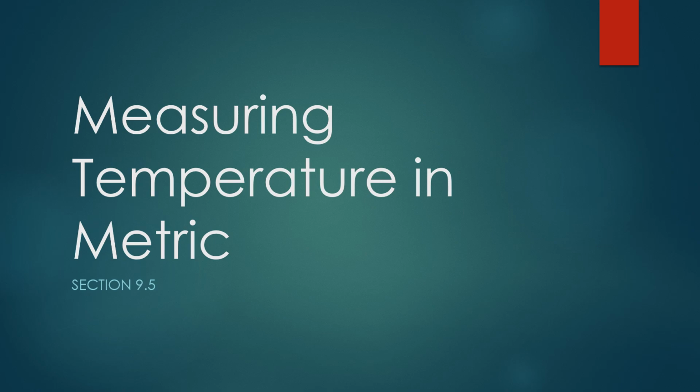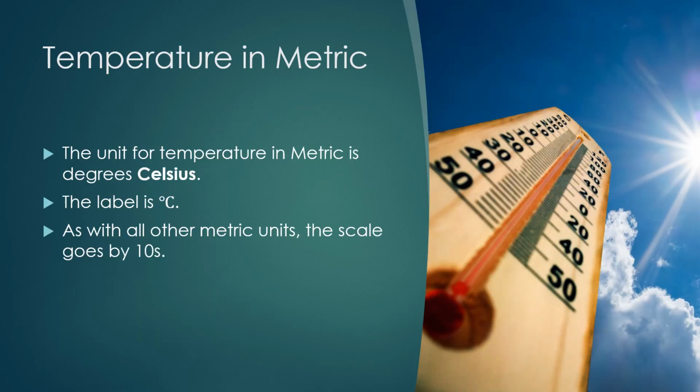Hello. In today's video, we're going to talk about measuring temperature in the metric system. Temperature in metric. The unit for temperature in metric is degrees Celsius. The label is the degree symbol with a capital C. Like all other metric units, the scale goes by tens.